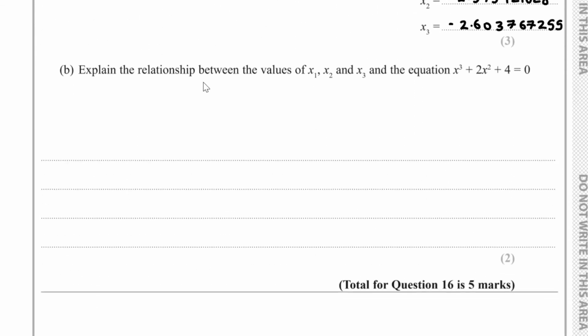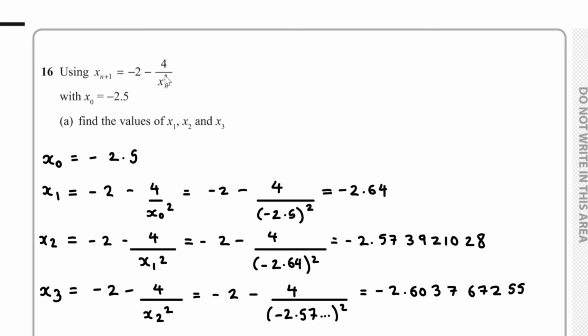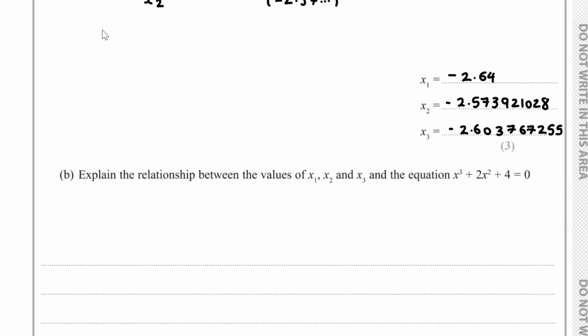Now for part B, we have to explain the relationship between the values of x1, x2 and x3 and the equation x cubed plus 2x squared plus 4 equals 0. Well, if we take a look at this equation here, we can rearrange this equation to get something similar looking to this equation. So if we do that, we can start off with x cubed plus 2x squared plus 4 equaling 0.